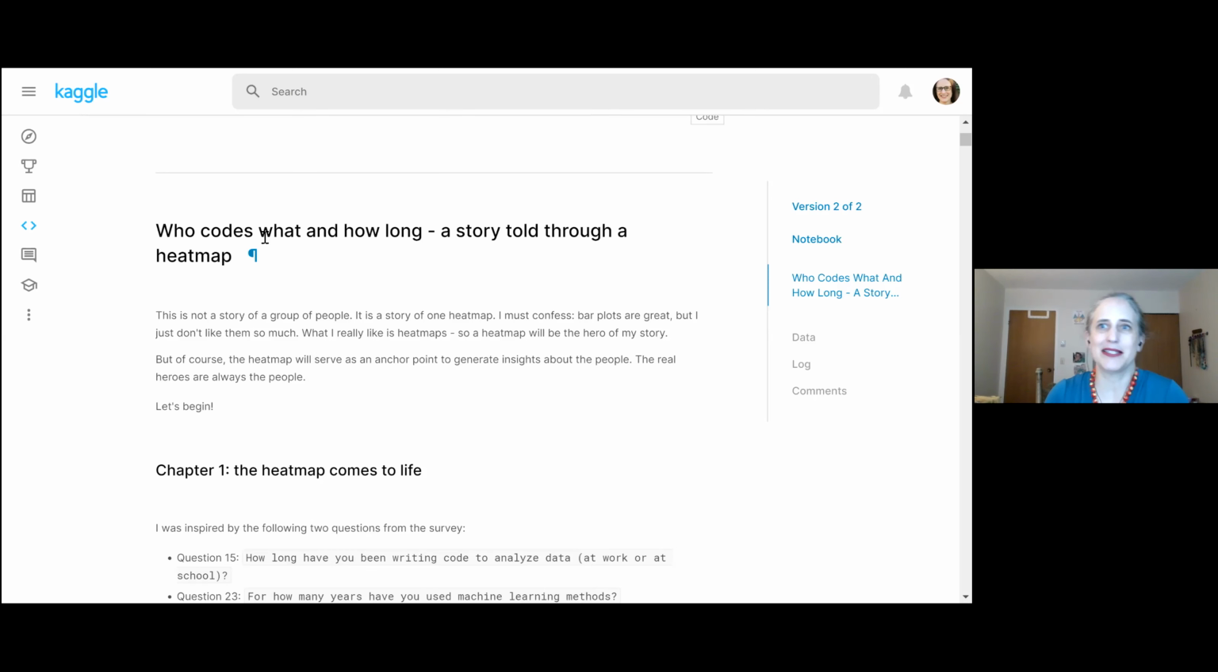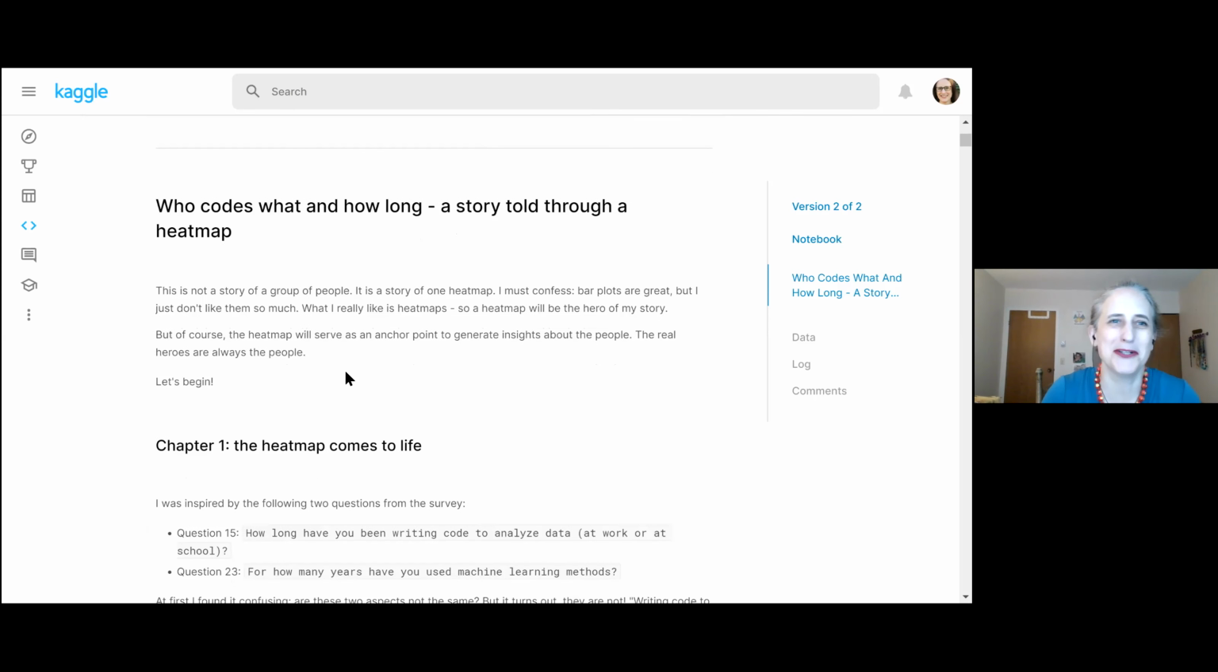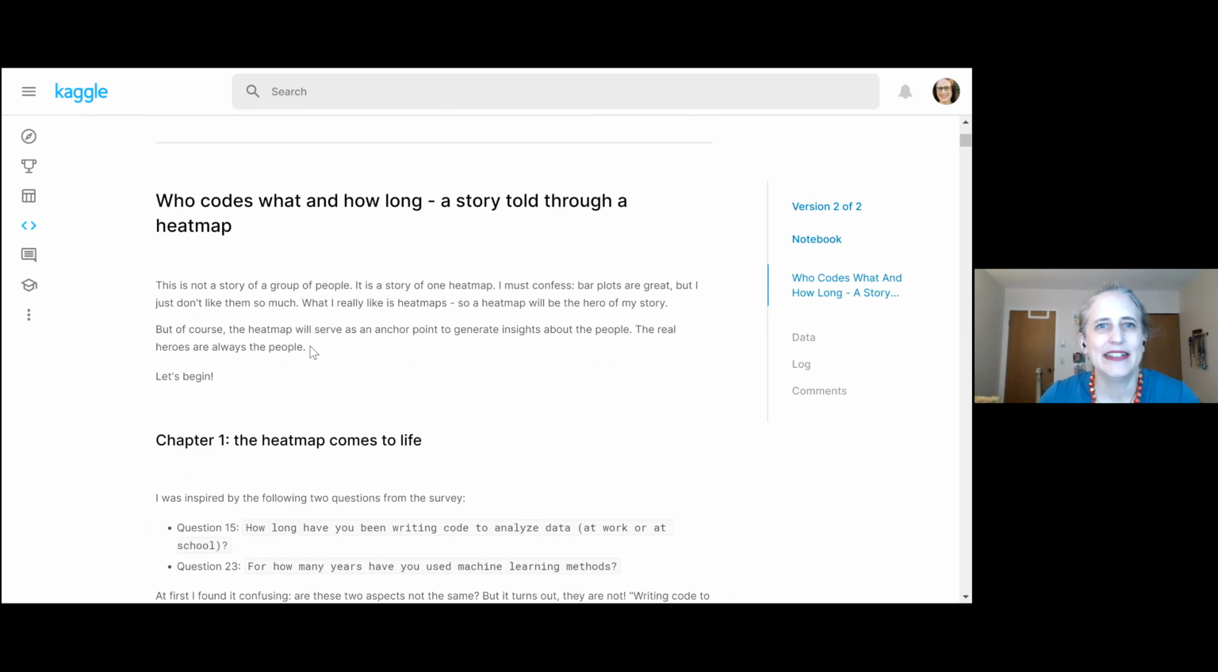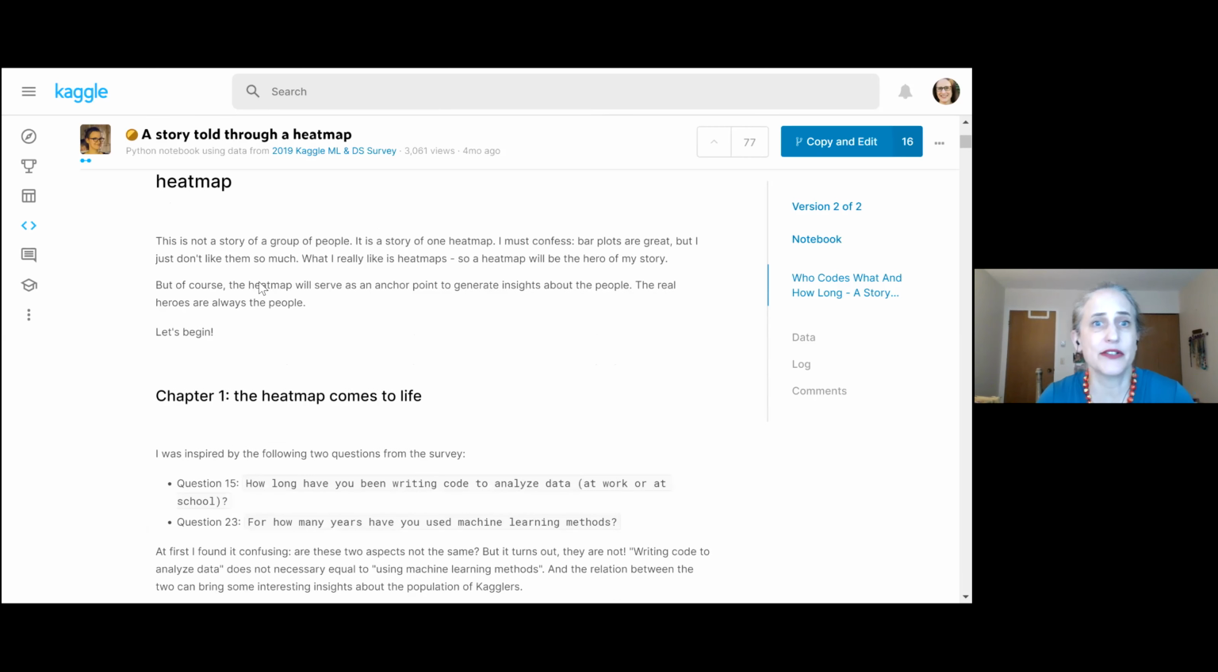Right, so let's dive in. Who codes what and how long, a story told through a heat map? For those of you who speak German, just for info, my first language is German. This is a very literal translation from a German sentence or title. So she says, this is not a story of a group of people. It's a story of one heat map. And she doesn't like bar plots. She likes heat maps. So it'll be a heat map.